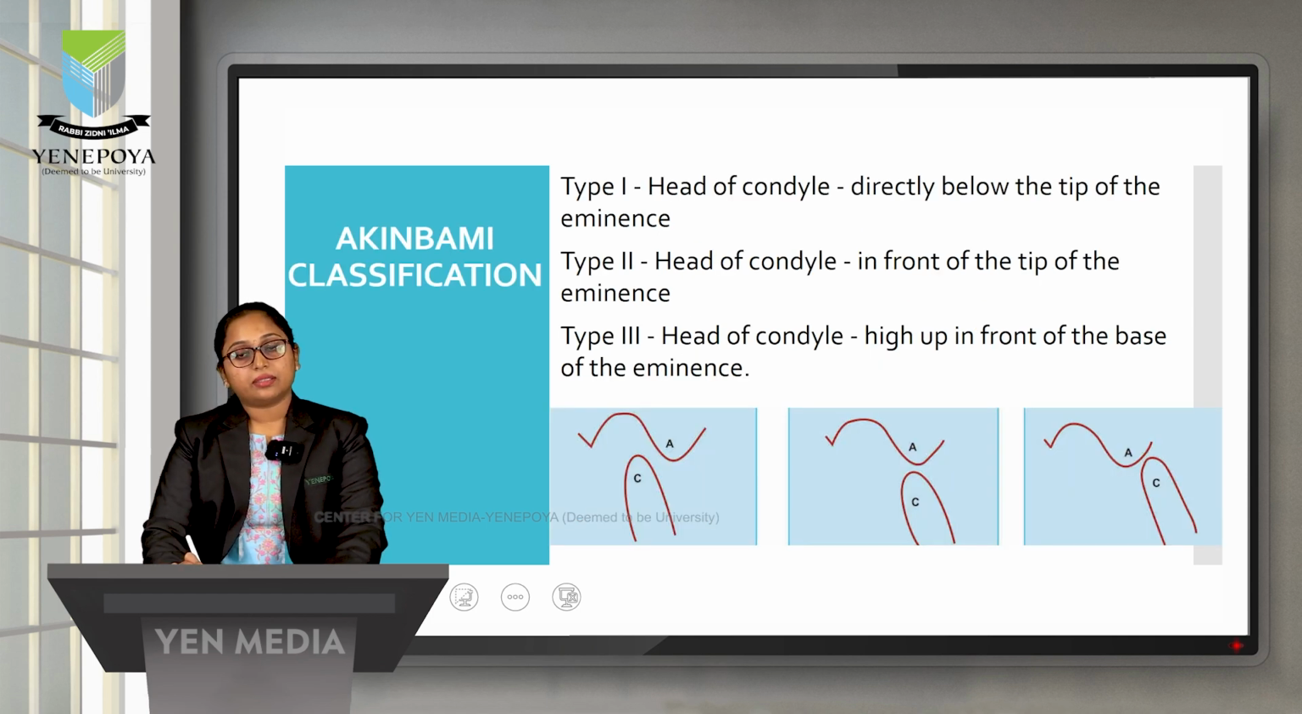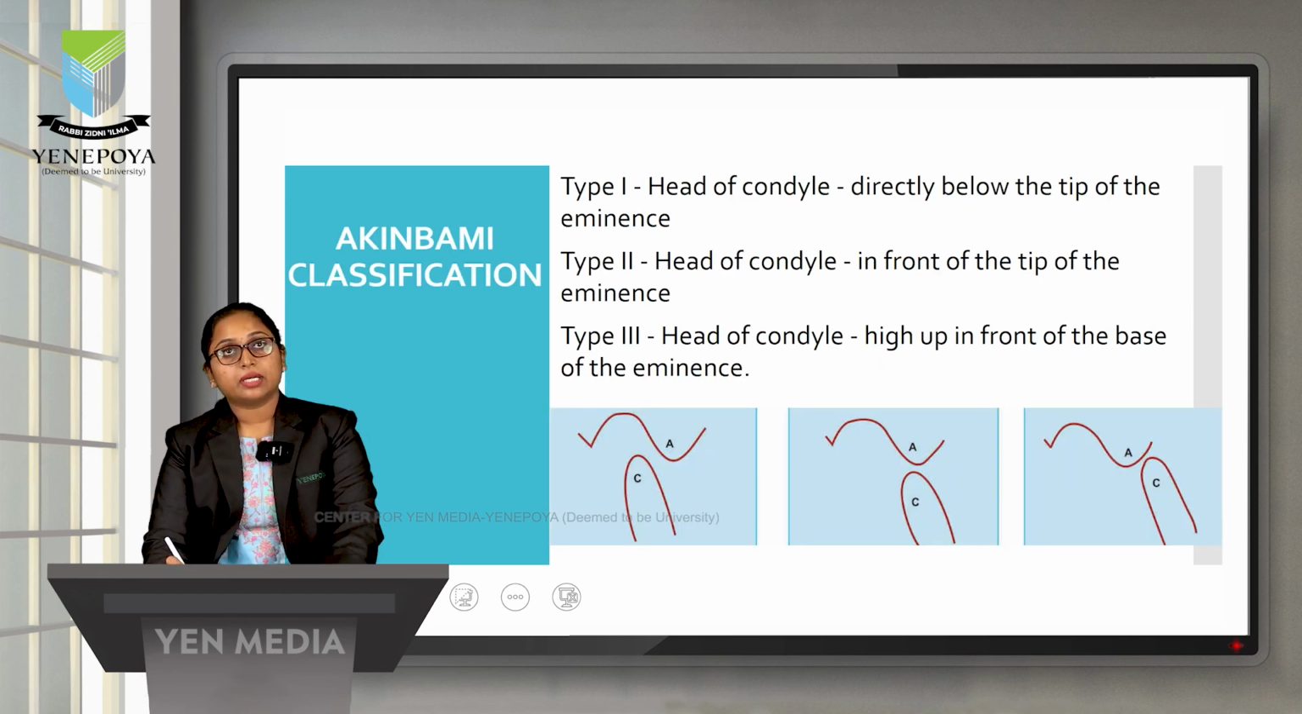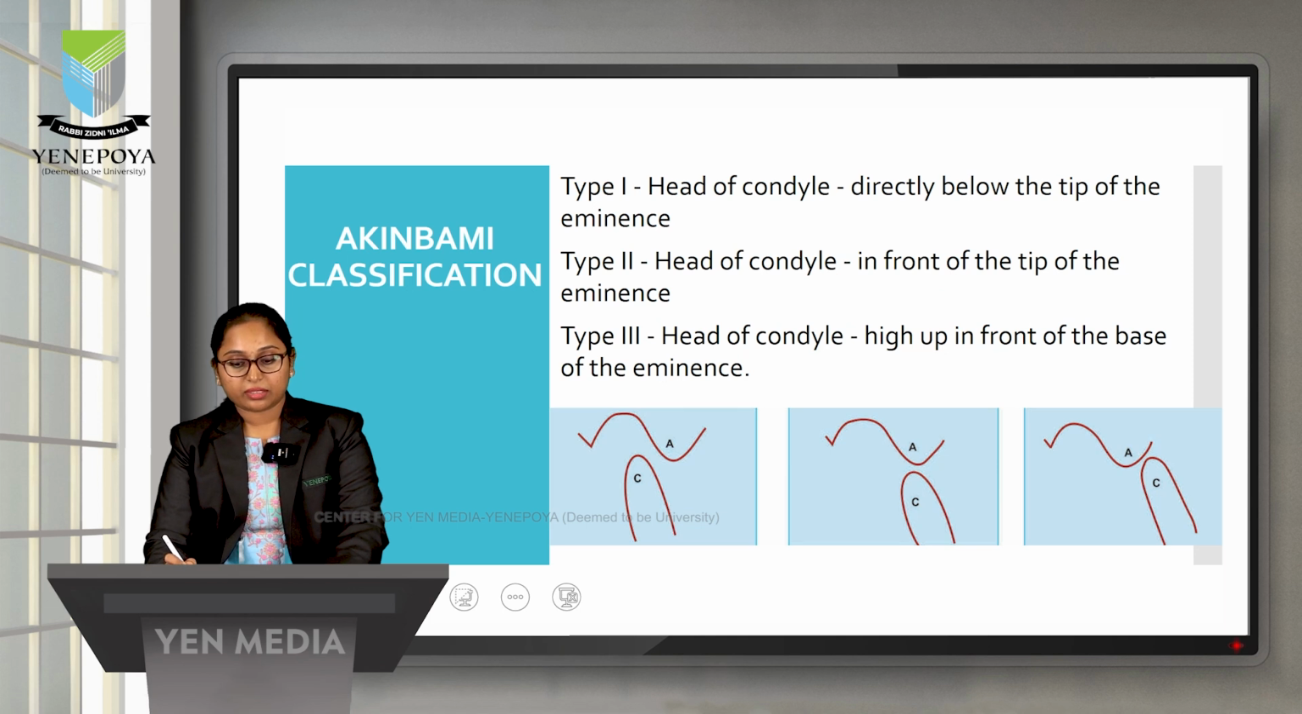Akinbami has classified the dislocation into 3 types. Type 1 is wherein the head of the condyle is directly below the tip of the eminence, type 2 wherein the head of the condyle is in front of the tip of the eminence, and type 3 wherein the head of the condyle is up in front of the base of the eminence.